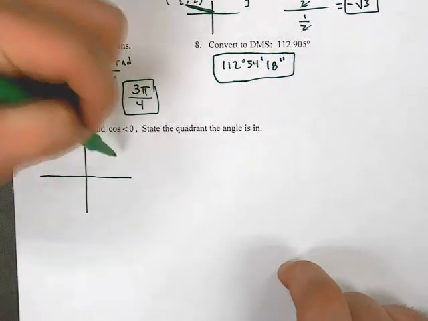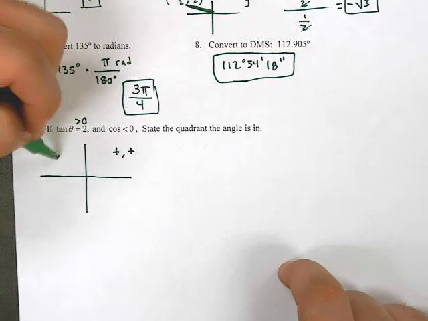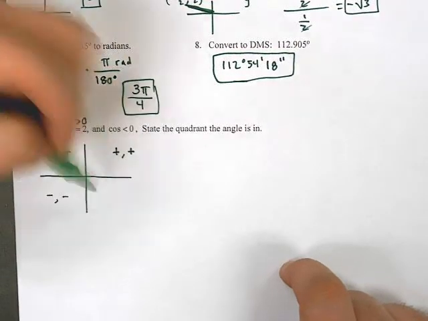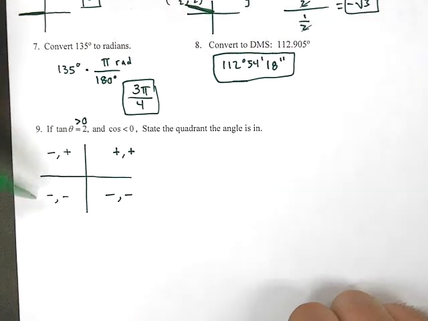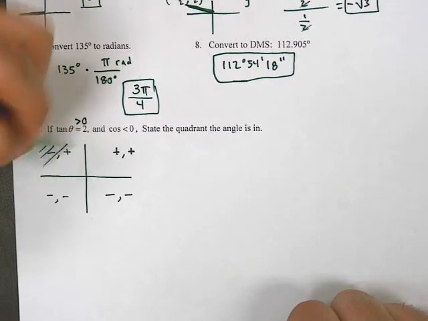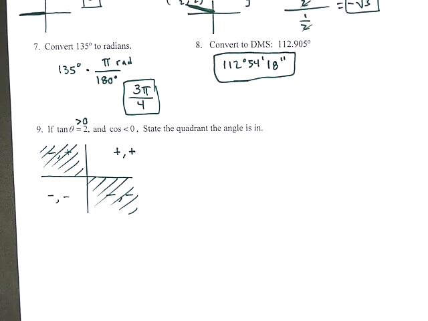And why is that? Well, because tangent is sine over cosine. And when you do a positive over a positive, you get a positive. When you do a negative over a negative, you get a positive. So you are good in quadrants 1 and 3, which means I can immediately get rid of 2 and 4. I know those cannot be options.